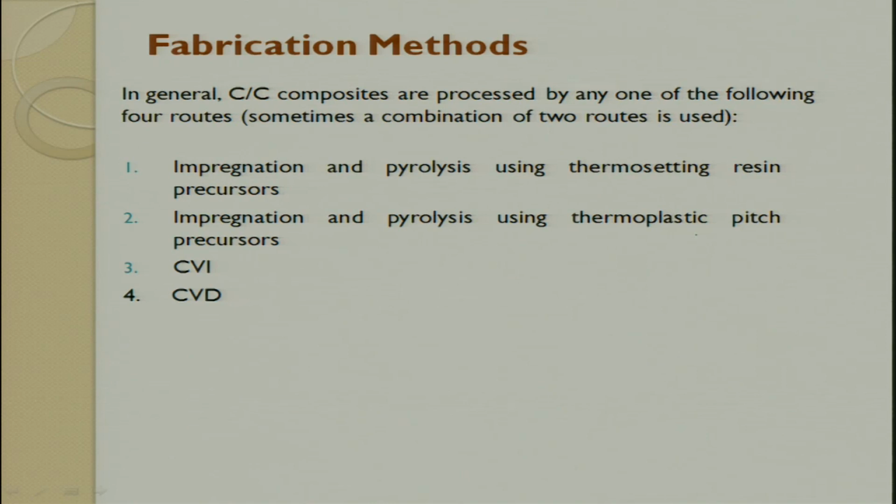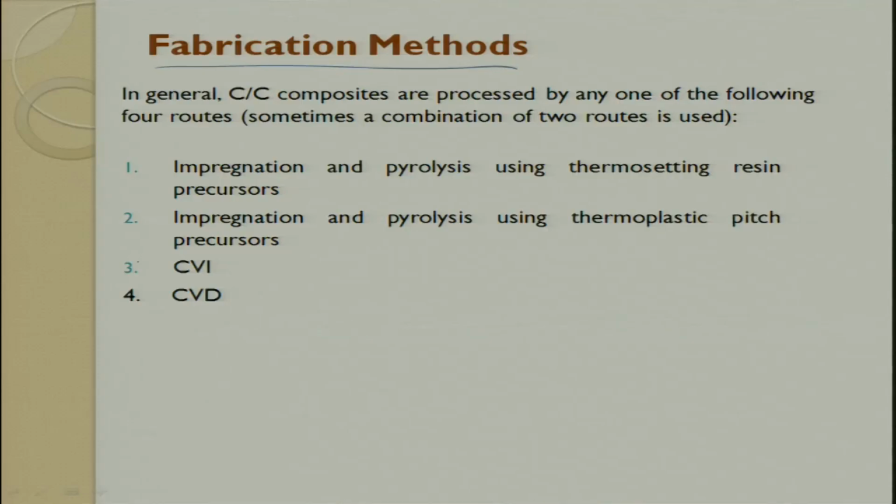Now slowly let us get into the fabrication methods of making CC composites. Here there are 4 methods which are predominantly used, 4 routes. Sometimes a combination of 2 routes is also used. See, in manufacturing there is nothing called a unique solution. Depending upon the available resources and the output required, a combination is always thought of and we try to get the required output. So here we have the 4: impregnation and pyrolysis using thermoset resin, impregnation and pyrolysis using thermoplastic pitch precursor, and then we have a CVI route and a CVD route.